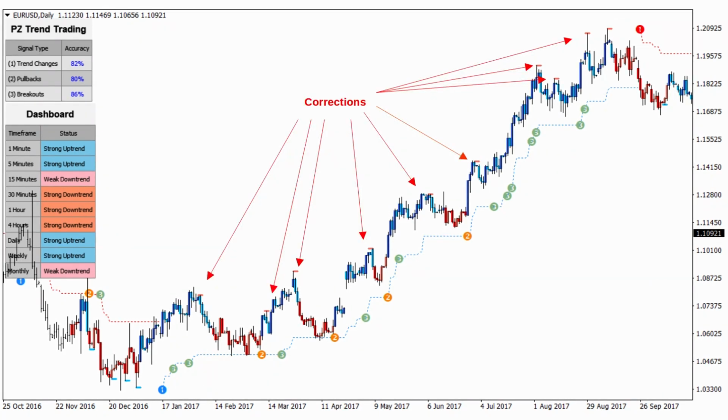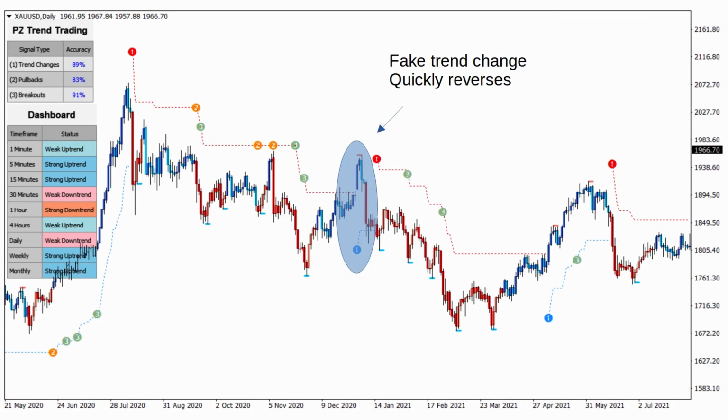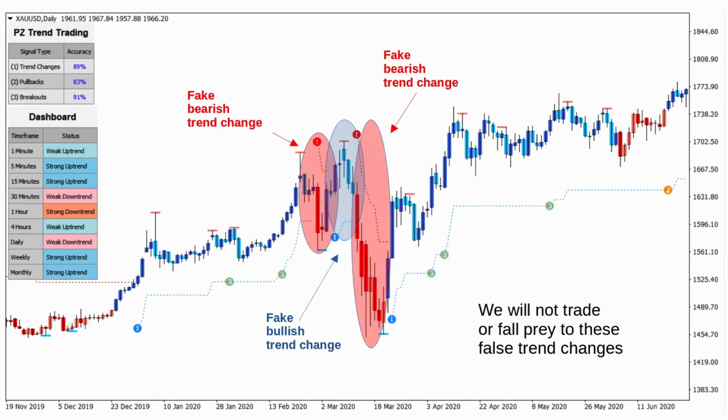And finally, corrections are marked by blue or red dashes, which are informative only, and are not trading signals, but warnings about the trend being exhausted. Whenever corrections accumulate in a short amount of time, you know for certain that the trend is exhausted. It is important to notice that false breakouts, or false trends, will reverse quickly and won't offer tradable pullbacks or breakouts. By using this indicator, you will not be hopping into false trends.